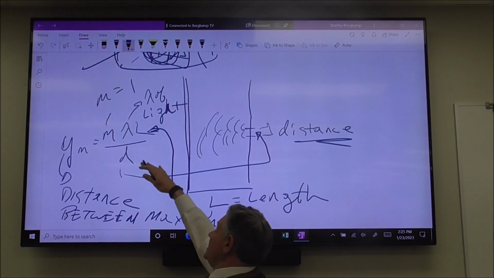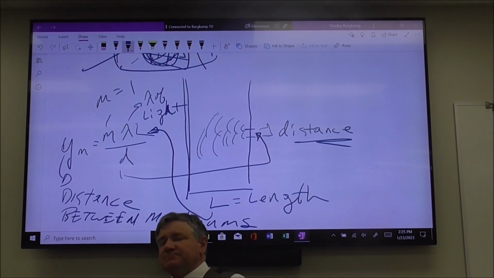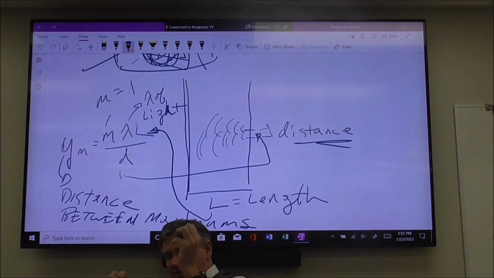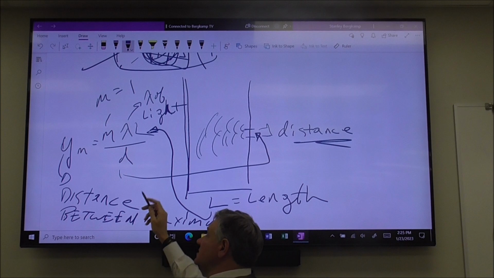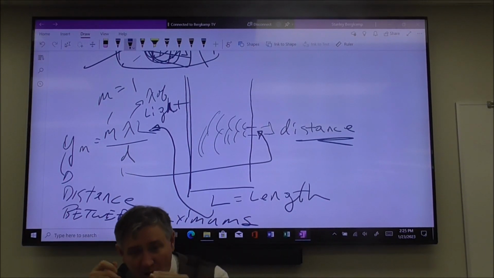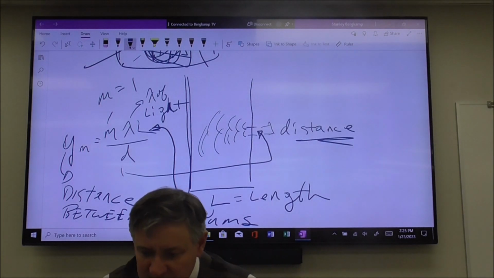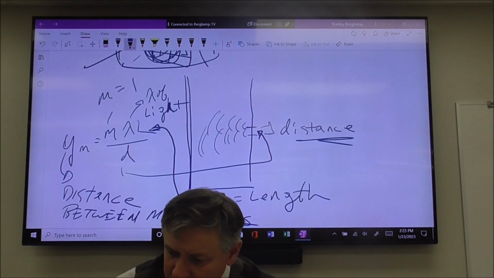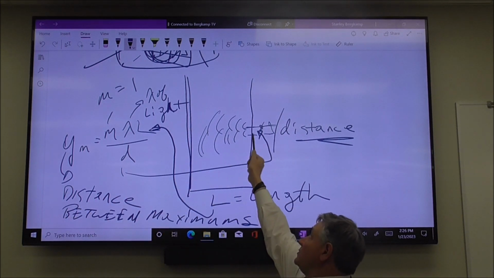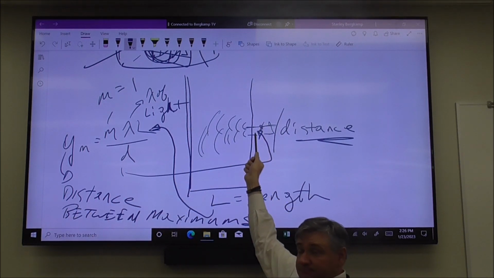So you got y equals m lambda L over d. This works as long as you have a double slit experiment. m is what we call almost like the harmonic. So what's going to happen is that here you have a light source, and it's shining this light through this double slit.